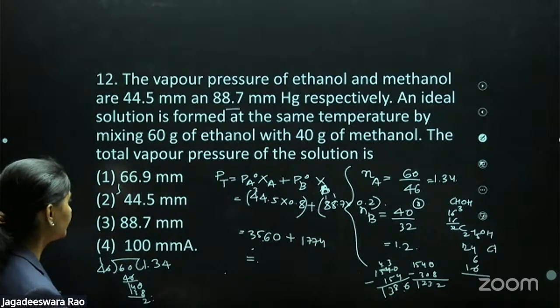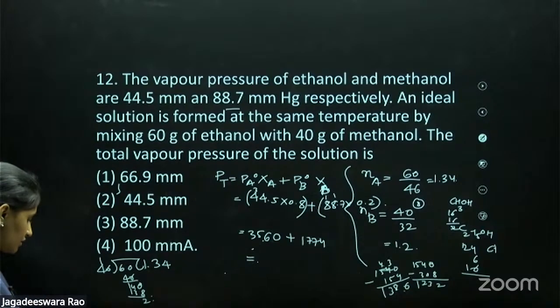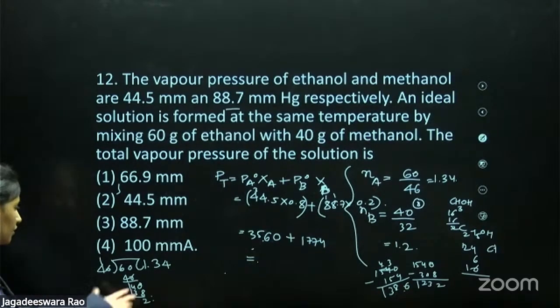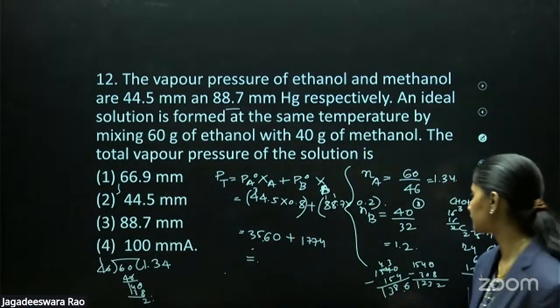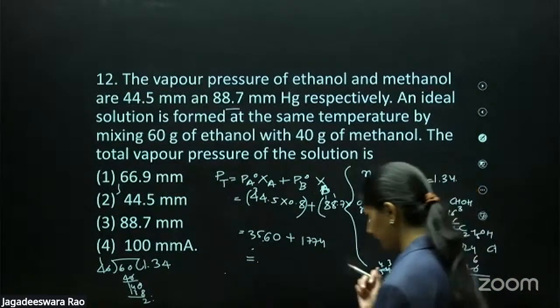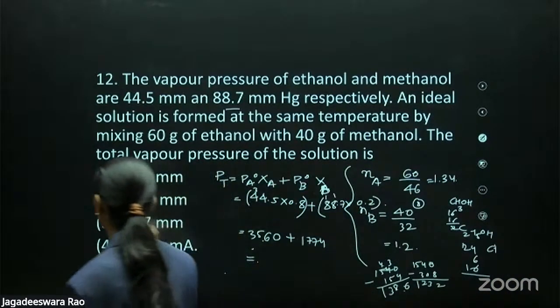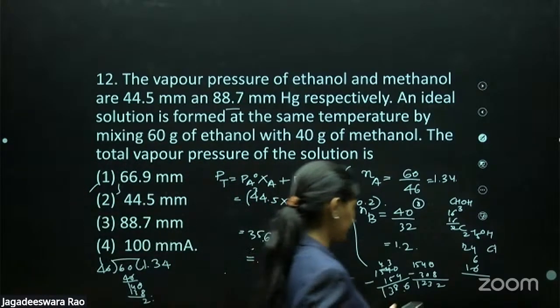66.9 millimeter. Will you agree? 66.9 millimeter. Check whether you also got the same answer or not. Because I approximated a lot. Here also I approximated, right? So I'm getting the answer around like 55. But yeah, I approximated the values. That's why I'm getting like this. Fine now? Okay, the answer will be 66.9 millimeter. Okay, fine. Next one.